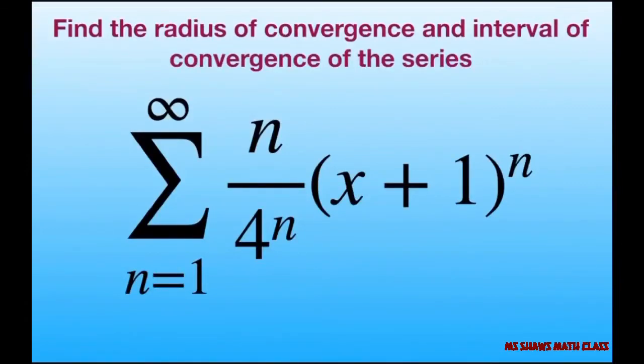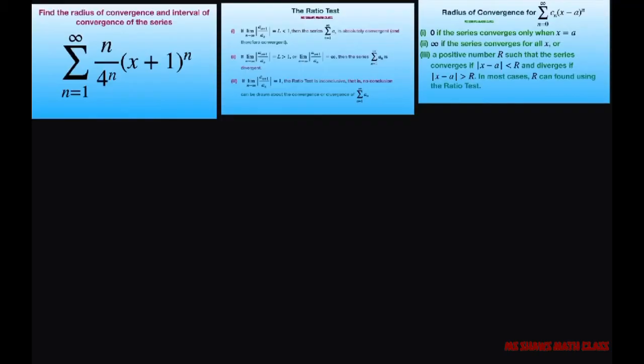Hi everyone, we're going to find the radius of convergence and interval of convergence of the series given here. We're going to use the ratio test and set our limit less than 1. So we're going to take the limit as n approaches infinity of the absolute value of a sub n plus 1 divided by a sub n.